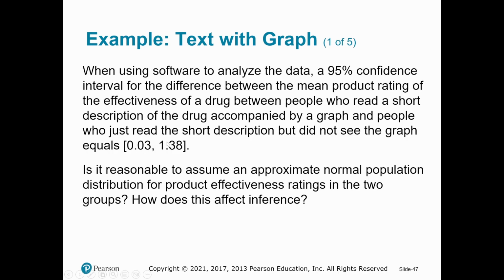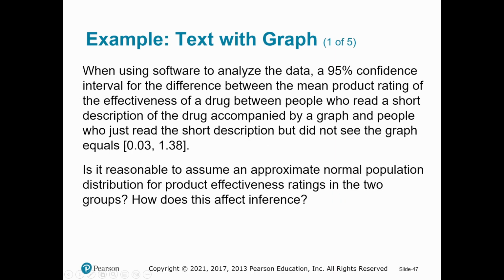This even supports a one-tailed alternative hypothesis where the effectiveness of getting the picture and the words is better than getting just the words. So both of these bounds are greater than zero. So when you look at this confidence interval, that's what you see.